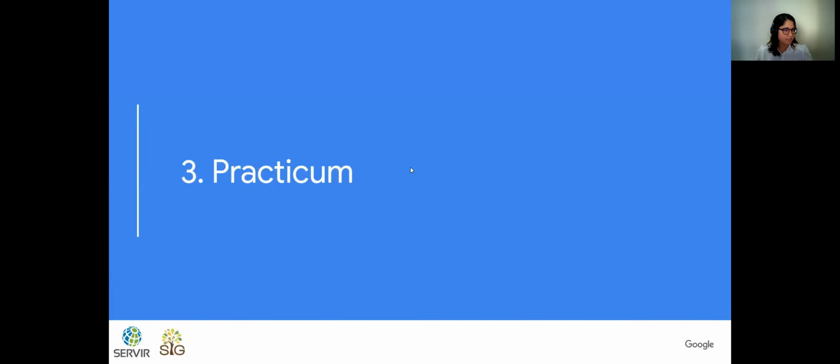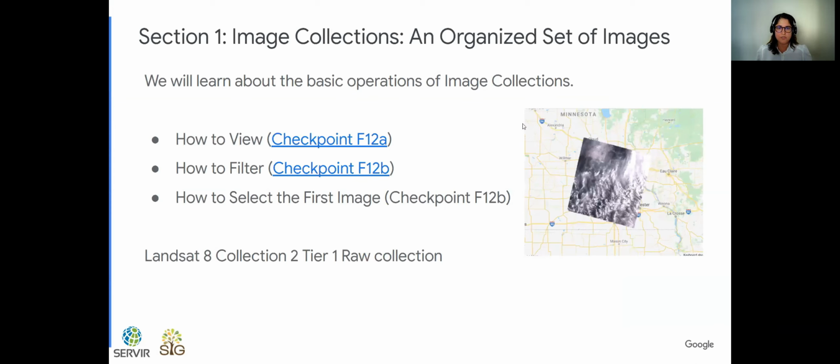So let's dive directly into the practicum. For the first section, which is called image collection, organized set of images, we'll learn about the basic operations of image collection. So we'll learn how to view an image collection, how to filter by date and location, and also how to select the first image. And we'll be working mainly with the Landsat 8, Collection 2, Tier 1 raw collection.